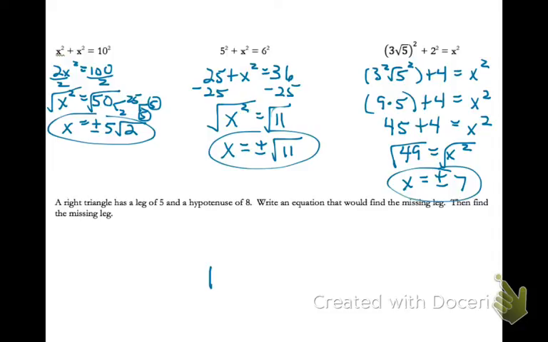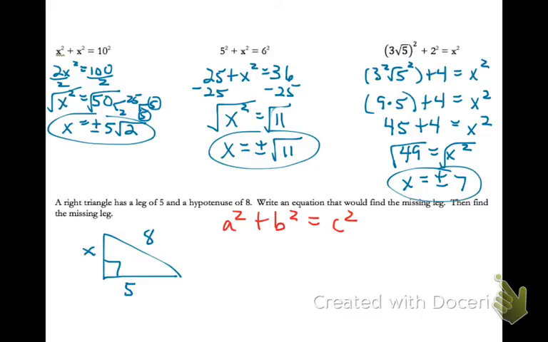And this problem with the right triangle, draw yourself a picture. So it has a leg, that's one of the sides that makes up the right angle, of 5 and a hypotenuse of 8. Write an equation that we could use to find that missing length. Well, remember the Pythagorean theorem. A squared plus b squared, those are the lengths of the legs, equals c squared, and that's the hypotenuse. So we'll call the missing leg x.